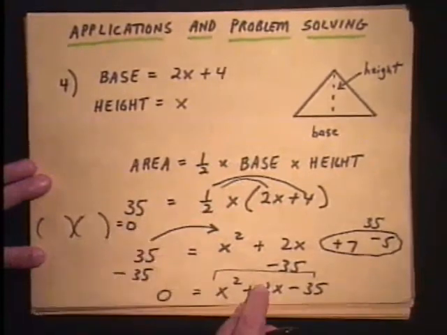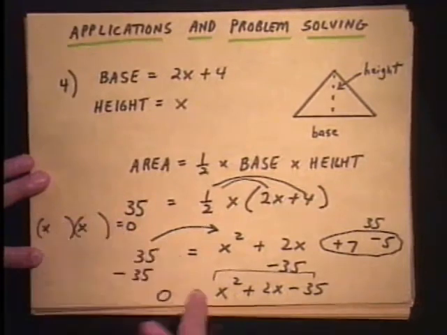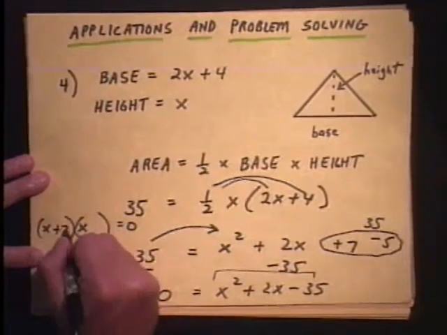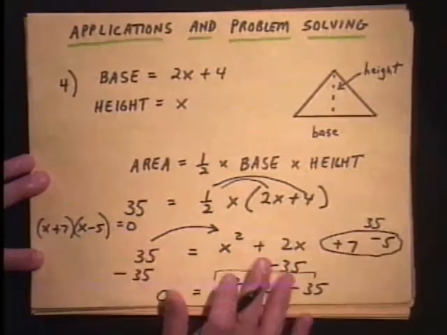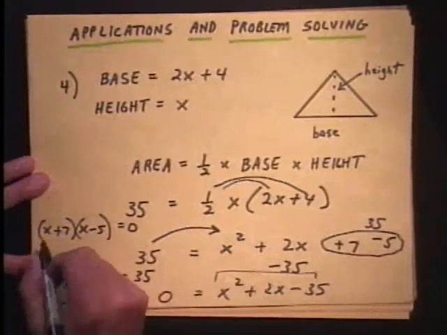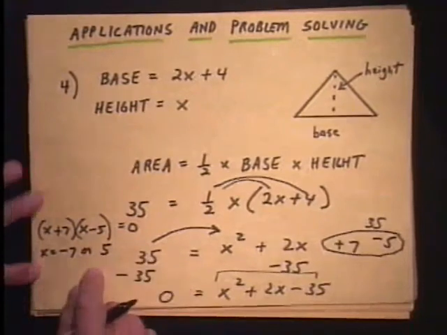Running out of paper here, so I'm going to factor it up here. We would end up with x and x to get the x squared, foiling in reverse, and then plus 7 minus 5. It looks like my two answers for x are x equals negative 7 or positive 5.